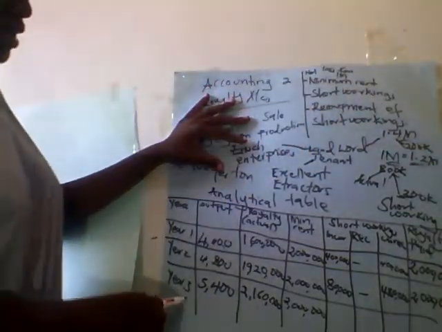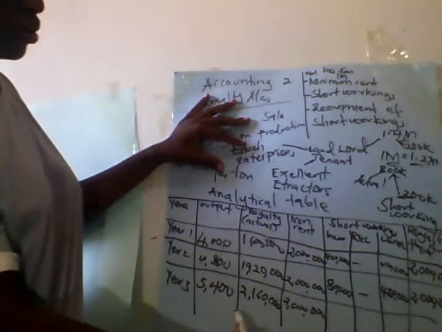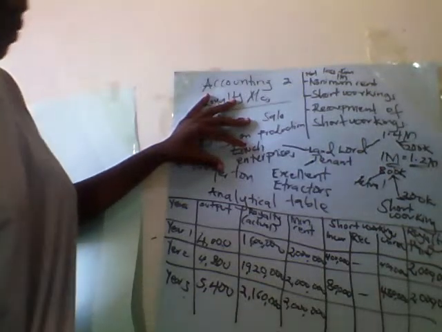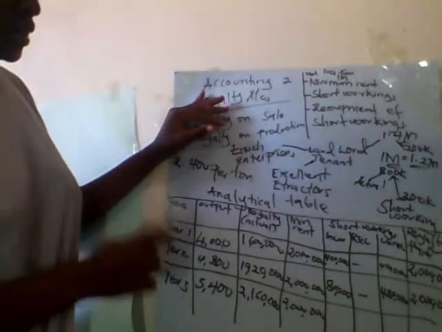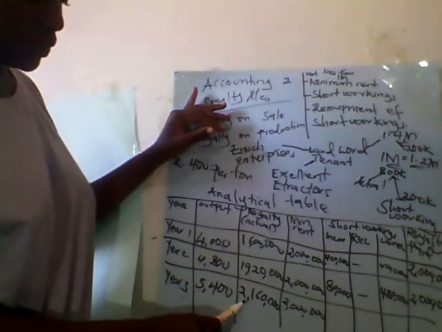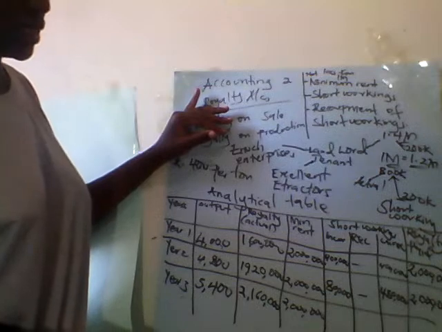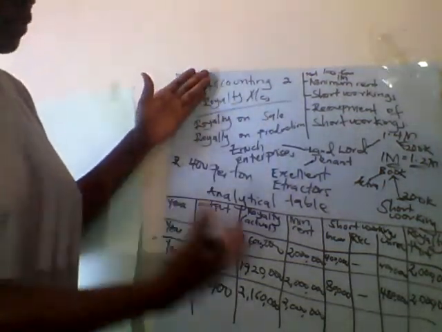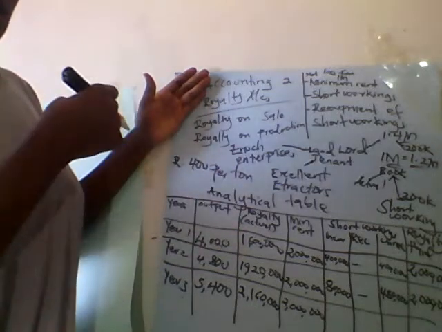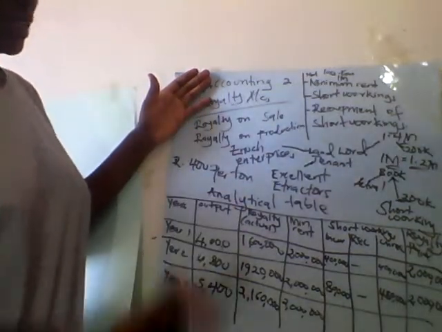So in the third year, the actual royalty exceeds the minimum rent. So here no short working will be incurred. So it's 2,160. But they gave the tenant a right to recover the short workings in the first 3 years in case the actual royalty exceeds the minimum rent.